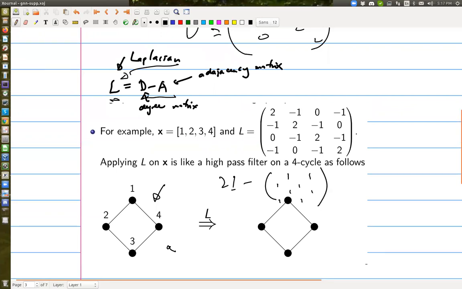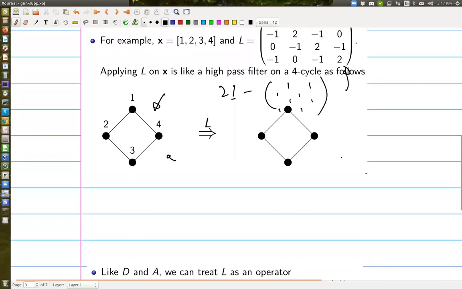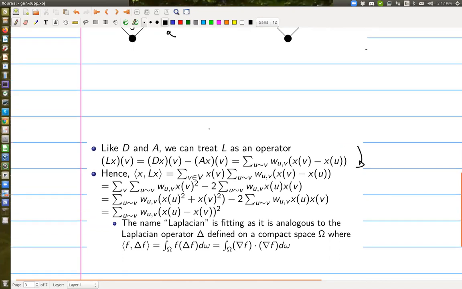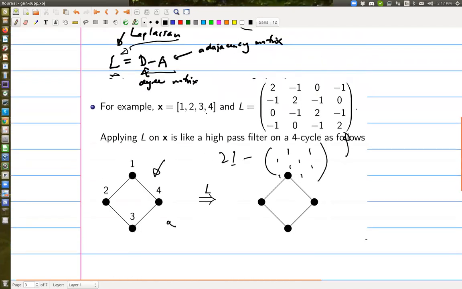So therefore, I have something like this here. As a remark, why it's called the Laplacian matrix, I won't go into detail here, but maybe I'll give you an intuition. You can derive it for yourself. But think of all these matrices as operators themselves.